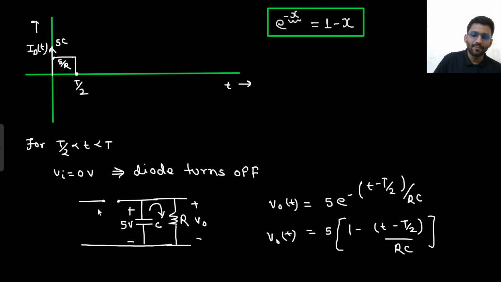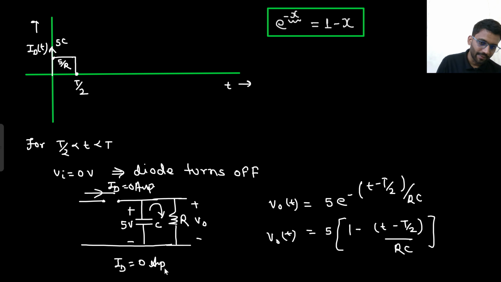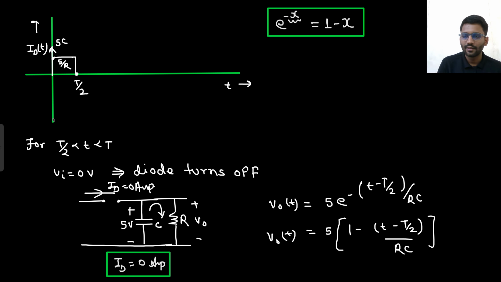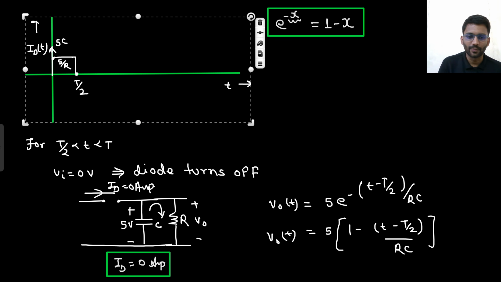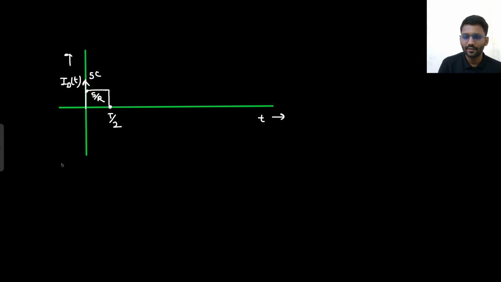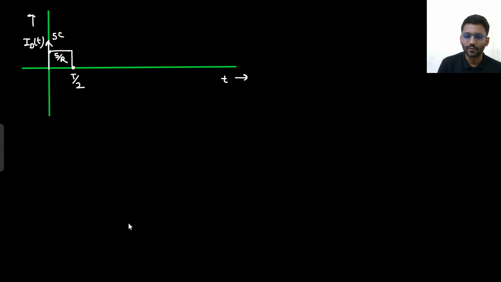And one more thing. In time 0 to t by 2 to t, what will be your ID? 0. Why so? Because the diode is off. If the diode is off, that means your ID value is 0 ampere. So in this time there is no ID value. ID is 0 ampere. Well and good. So first we can make the waveform for ID. This we can copy and directly paste it here. So this will be the waveform for ID. For 0 till time t, 0 ampere.